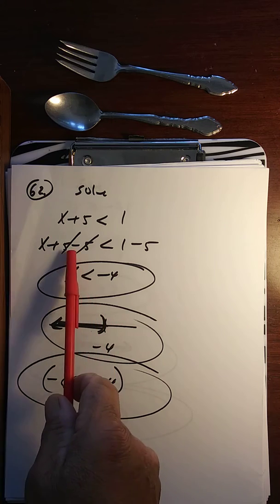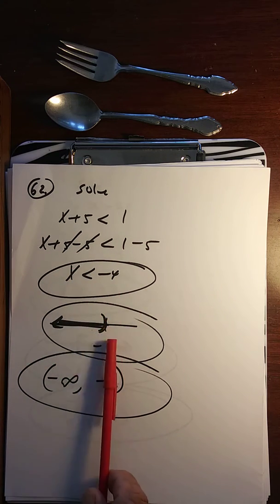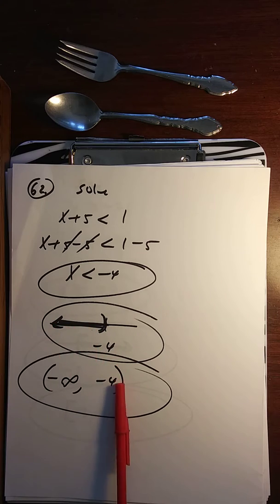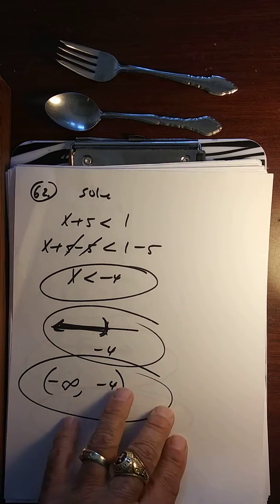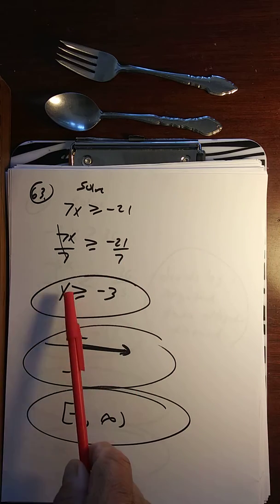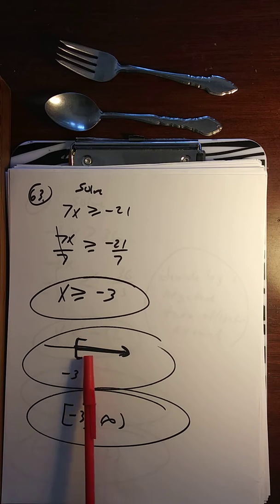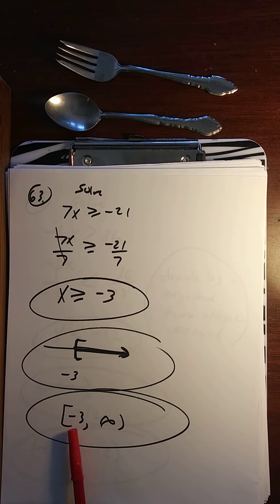Solve this. -5, so x is less than -4. So, not including -4 to the left, from -4 to where? Negative infinity. Divide both sides by 7, so x is greater or equal to -3, and it's going to be from -3 to infinity, or from -3 to positive infinity.